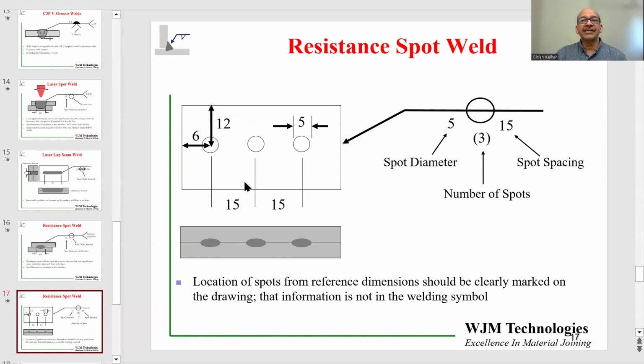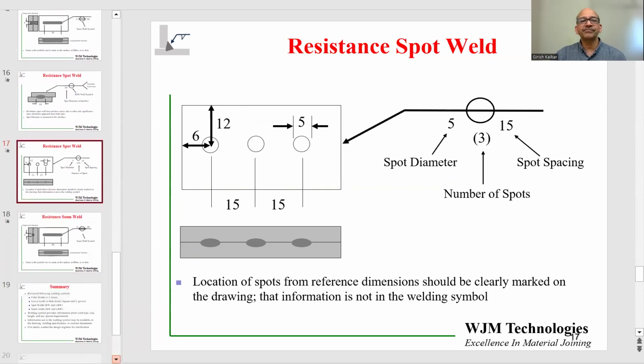But we still don't know exactly where to make these welds on that drawing. So that information, again, has to be on the part drawing. And the spot on the left is shown at 6 units from the left margin and left surface, and 12 units from the horizontal surface on the top. Again, we still don't know whether these have to be made in sequence or what sequence and so on. Again, that information has to be in the process document that you won't find in the welding symbol.